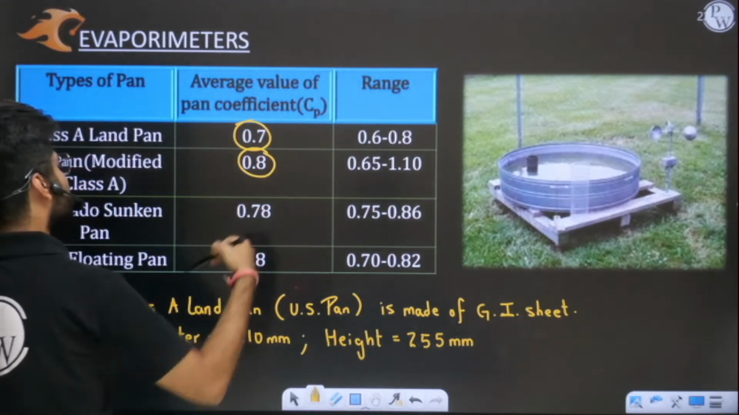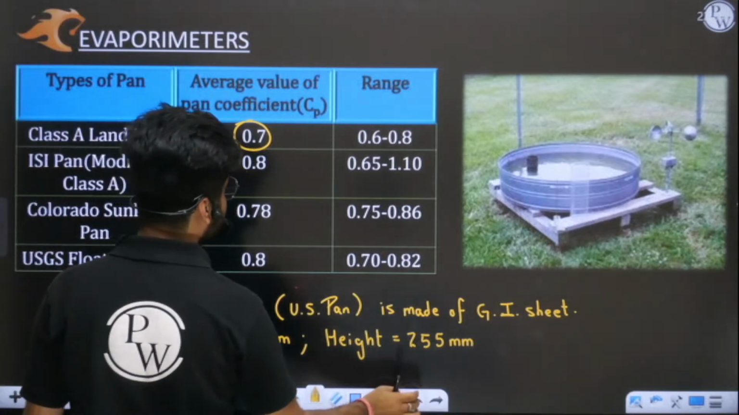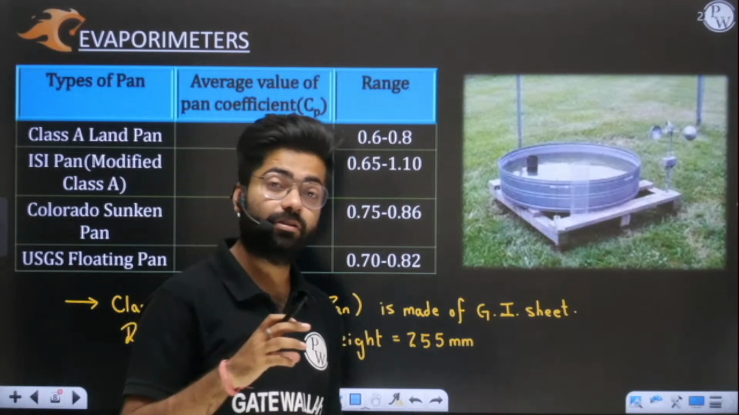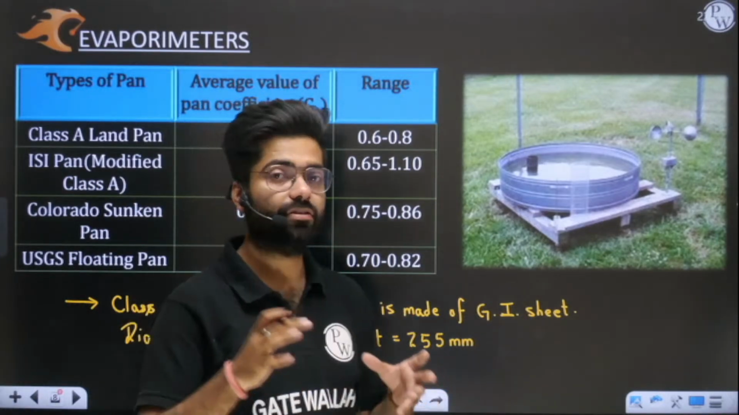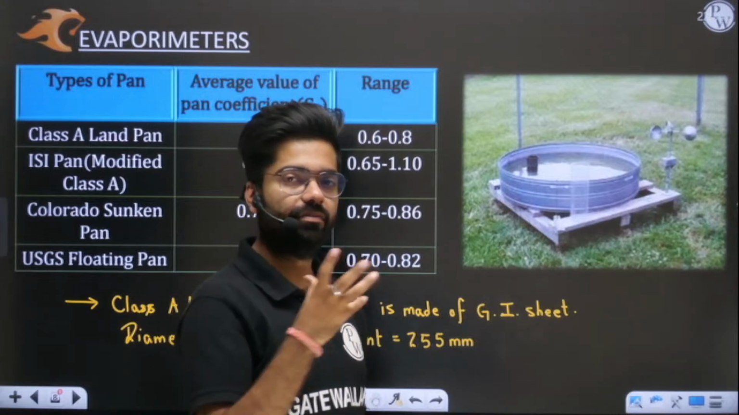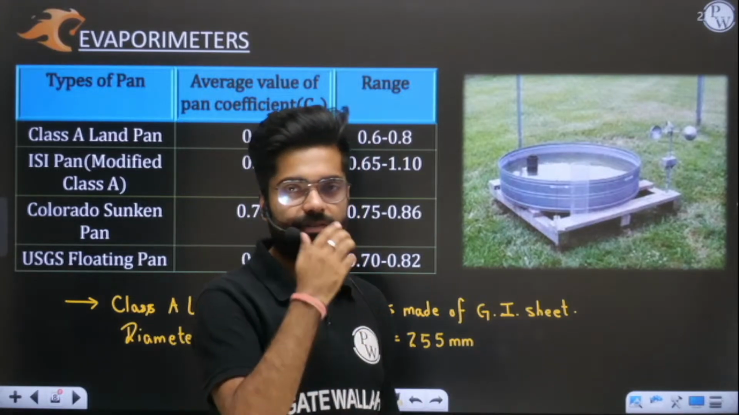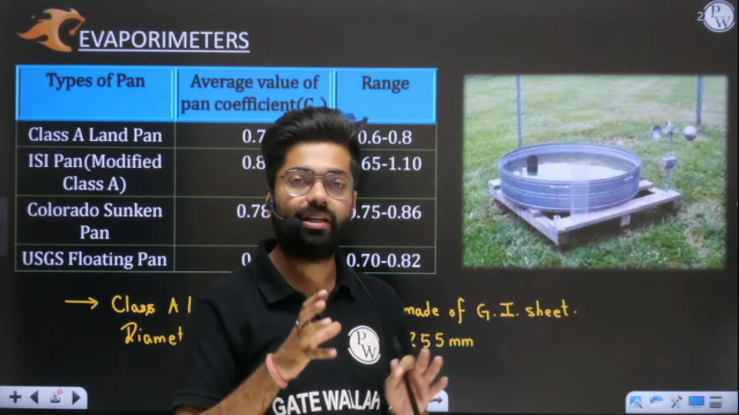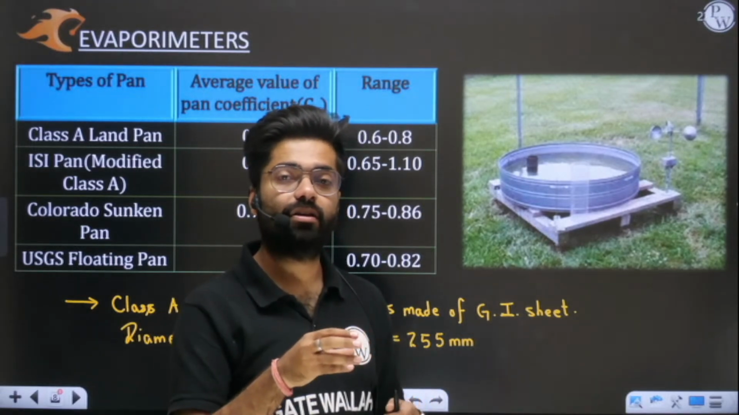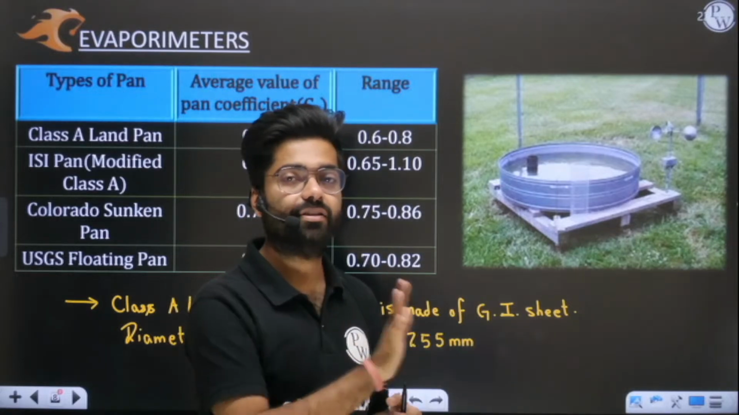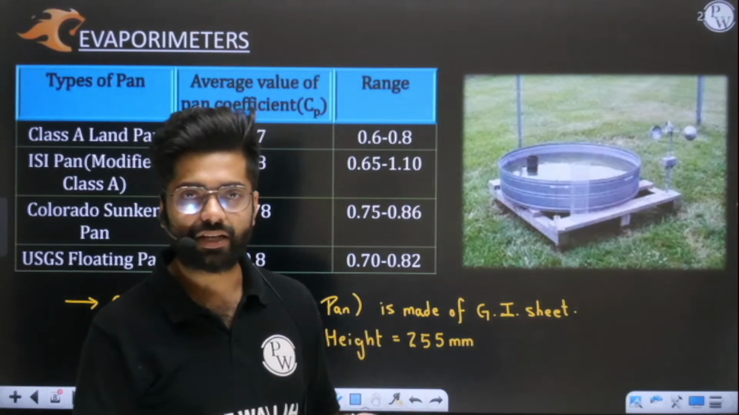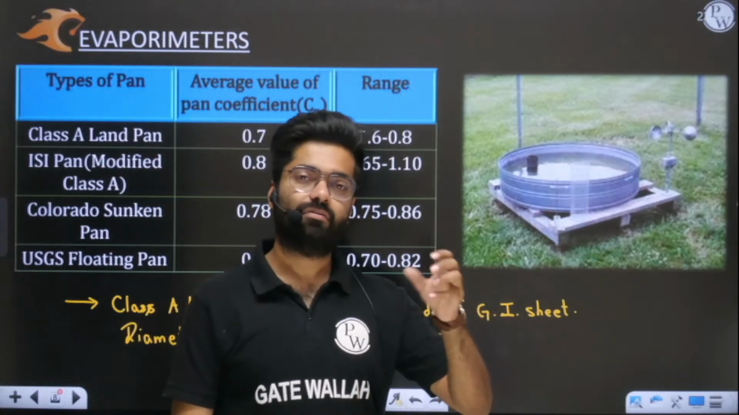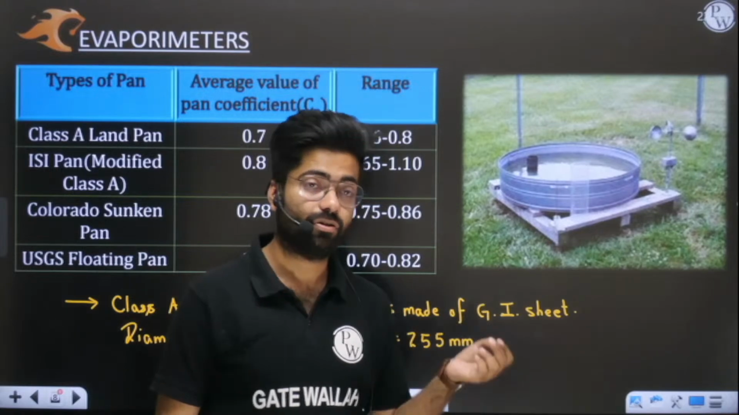See, what is this pan coefficient, sir? You need to understand one thing. If you want to find evaporation of any water body, let us say we have a lake, then first you will install a pan in the vicinity of that water body. So in the vicinity of that lake you will install one pan.